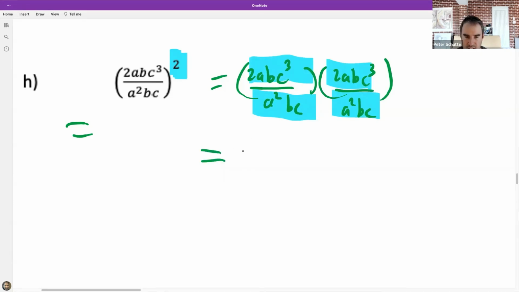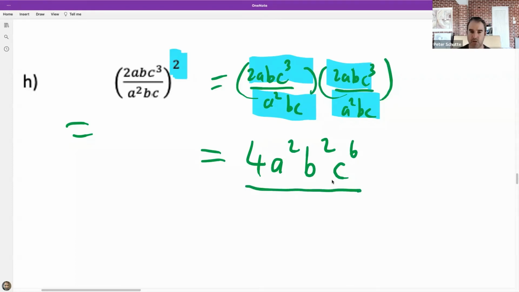If I'm multiplying two fractions, and I'm doing this with my grade 8 at the moment, when you multiply two fractions, you multiply the top with the top and the bottom with the bottom. So what's 2 times 2? It's 4. What's A times A? It's A squared. B times B is B squared. C cubed times C cubed is C to the 6.